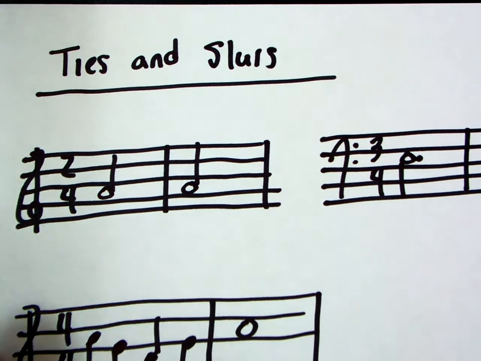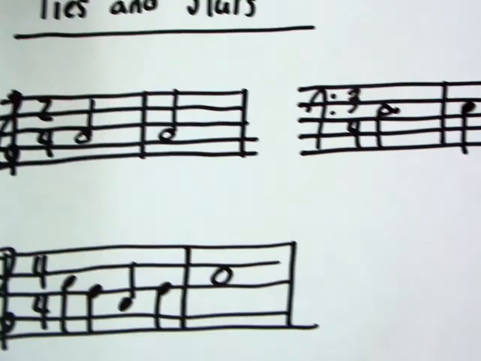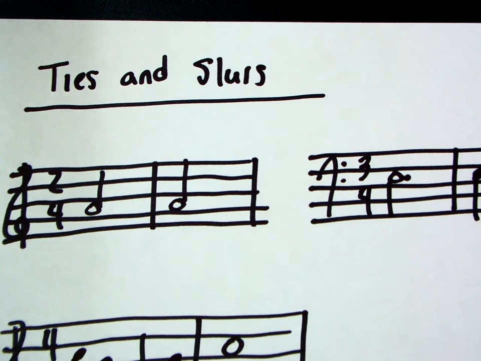Hello everyone, today we're going to be talking about ties and slurs, and I drew a few examples here that we're going to use for this lesson today. Two different things, ties and slurs. We'll talk about ties first. Whenever we tie two notes together, what it does is it increases the value, right?